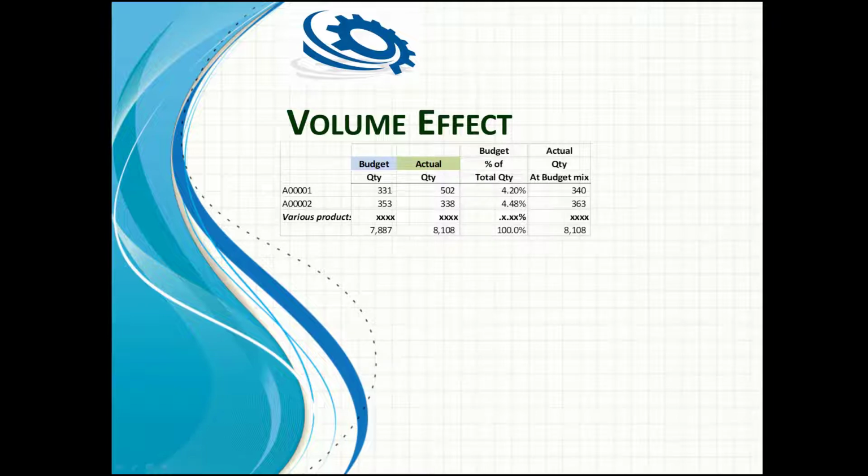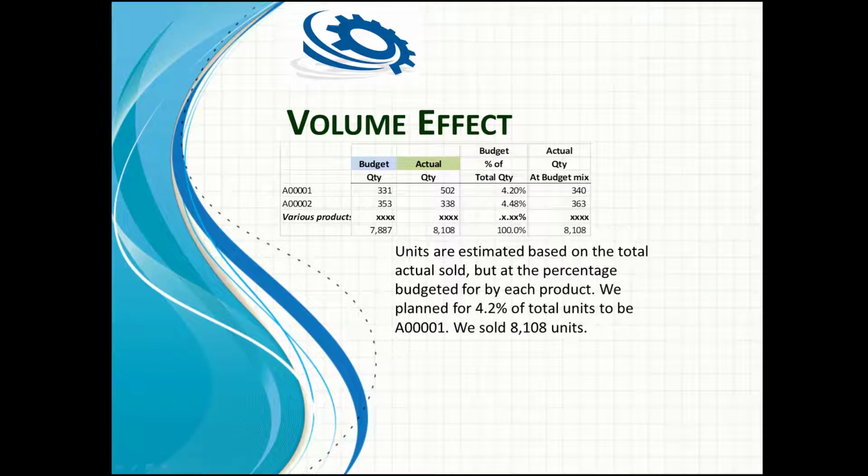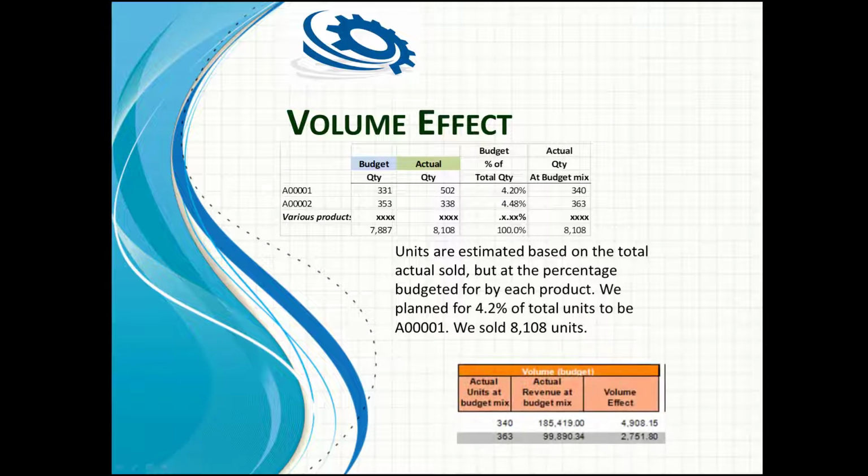The volume effect is calculated by first figuring out how many units we would have sold had we sold the total actual units, but at the percentage of budgeted total for each product. The units budgeted for is then subtracted from this number and multiplied by the budget price to get our volume effect, as you can see in this example.